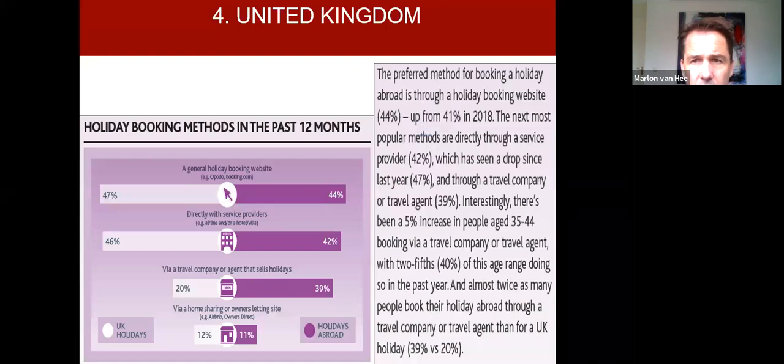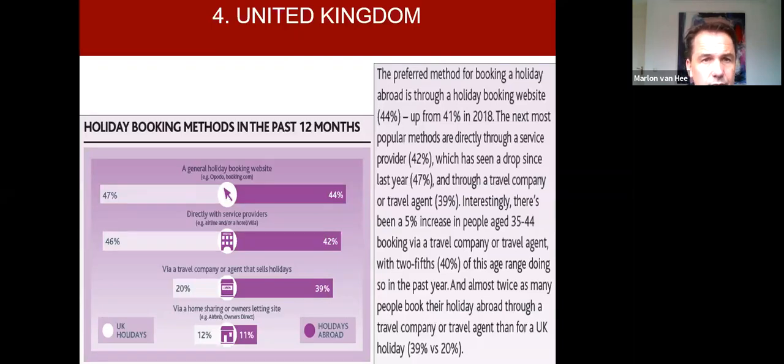So what else? The preferred method for booking a holiday abroad is through a holiday booking website. Online is growing. 44% use a general holiday booking website like Opodo or booking.com to book their trip abroad. Directly booking with service providers like an airline, hotel or villa, 42%. And 39% of the Britons traveling abroad still book via a travel company or agent that sells packages, that sells holidays. So this gives you an idea of how the UK people book their holidays for destinations abroad.